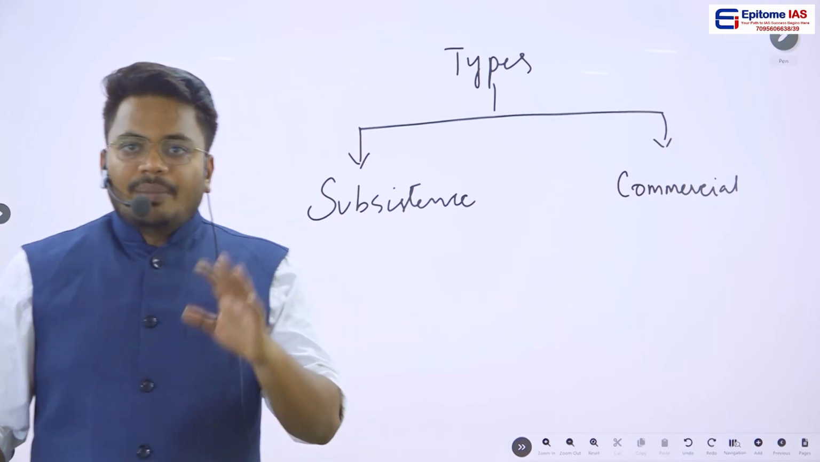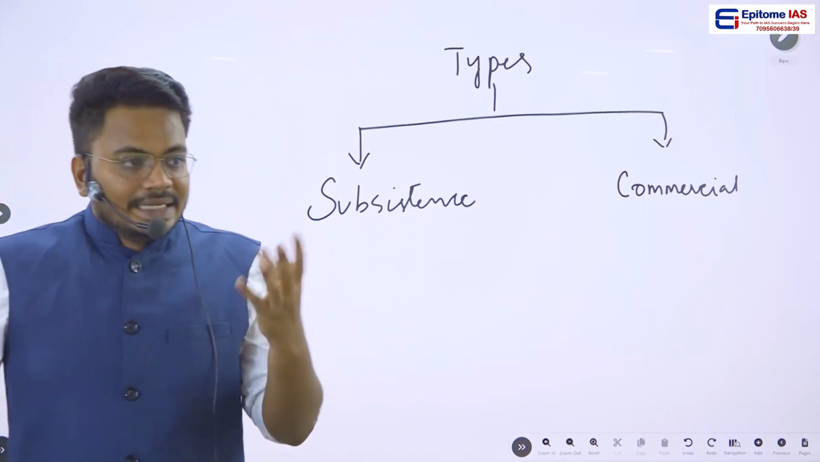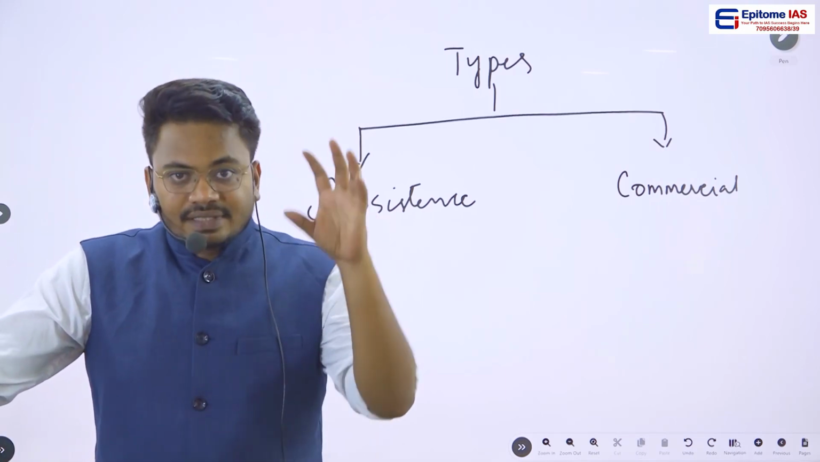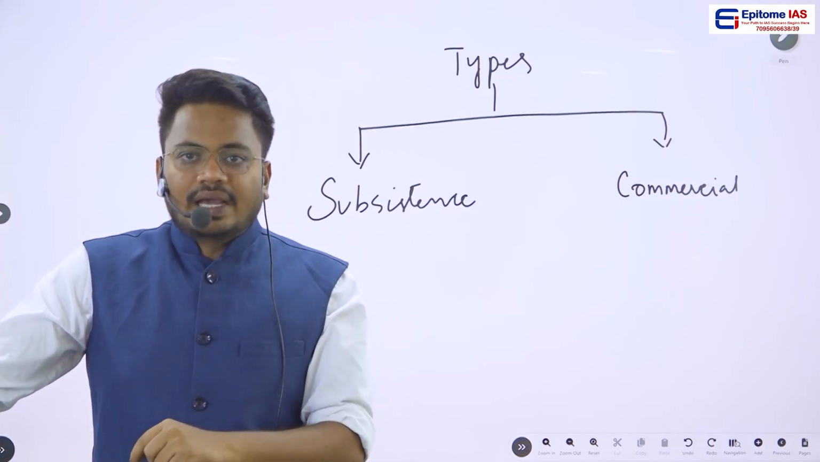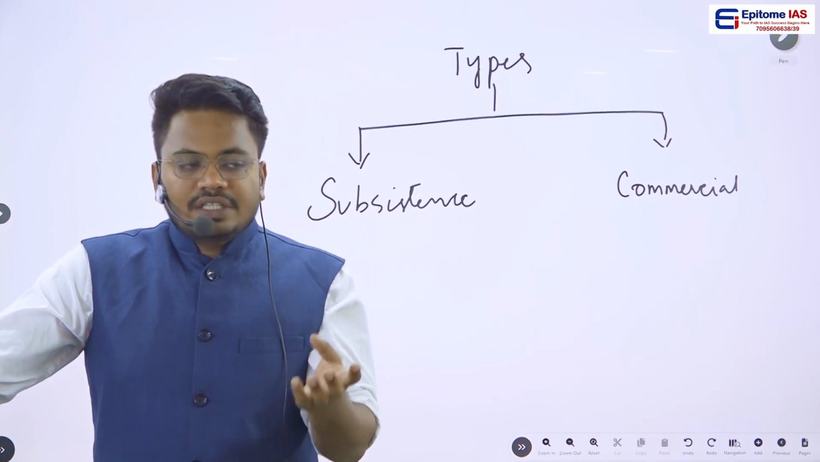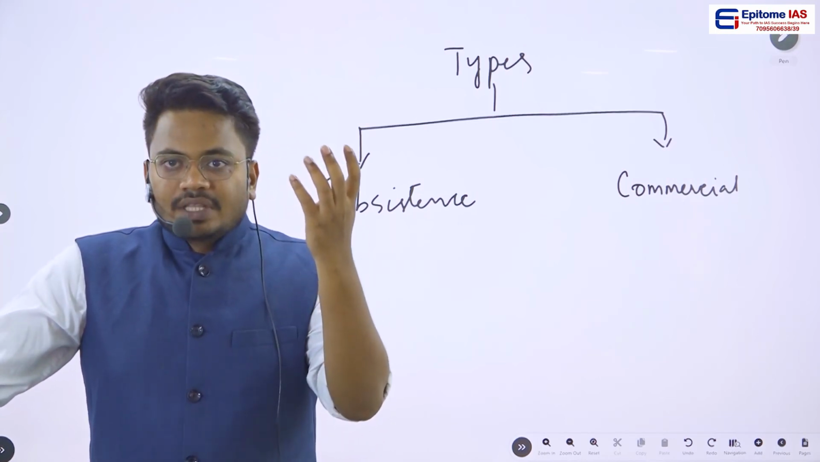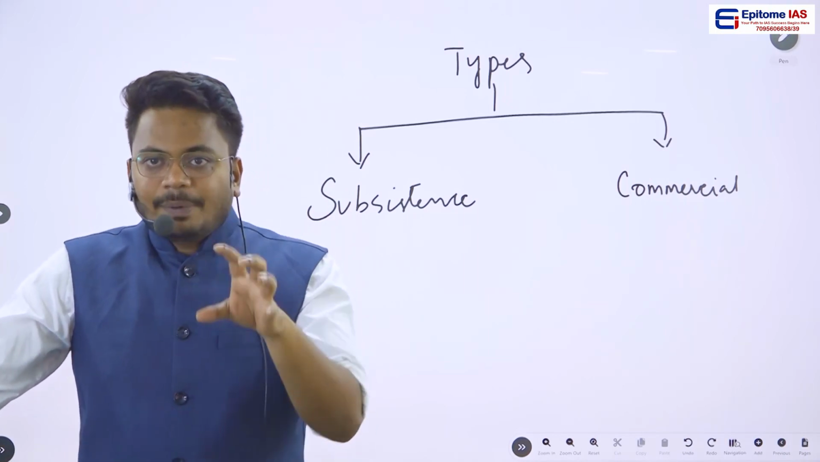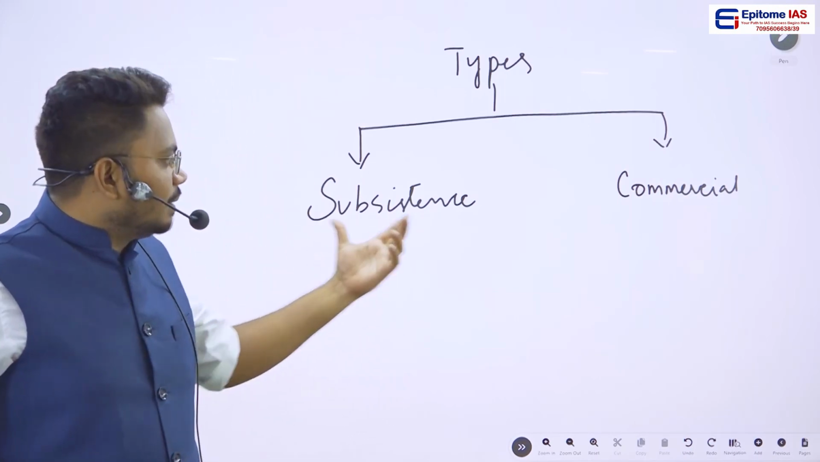See, subsistence farming is nothing but that particular type of farming where the needs of farmers are considered. And in subsistence farming, the amount of labor would be very high, the technology which we are using would be very low, and traditional methods are followed. Are you getting my point? So that particular type of farming, we call it subsistence farming.